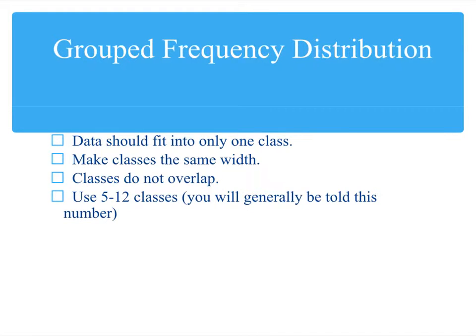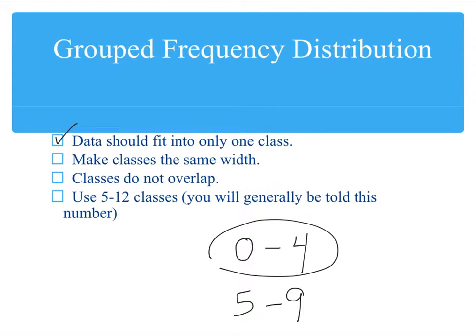Just a couple of rules. First rule is that the data that you're given should only fit into one class. So, for example, if I have a group that goes from 0 to 4, the next group can't start at 4. It'd have to start at 5. And that would go from 5 to 9. Otherwise, if it started at 4, I wouldn't know whether to put 4 in this group or 4 in that group. Second rule is that the classes have to be the same width.